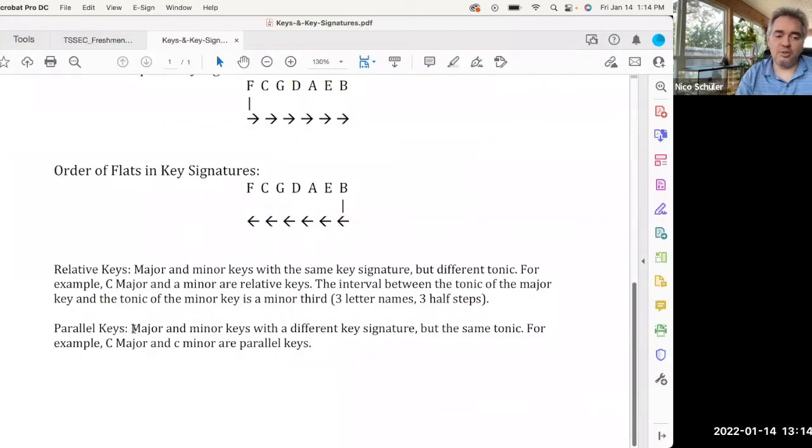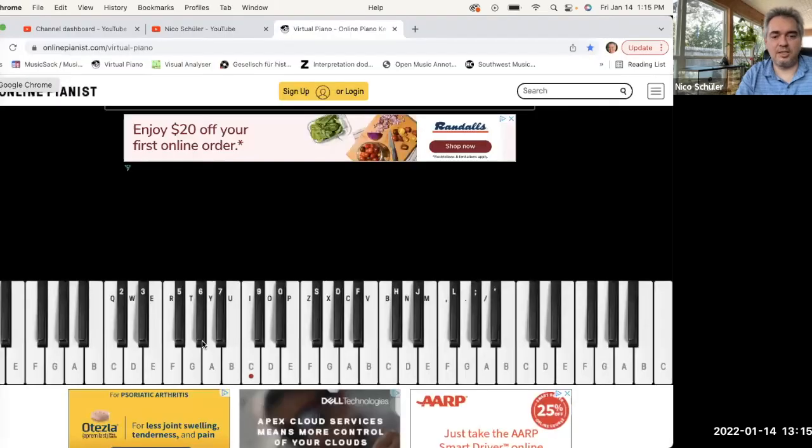There's also a relationship called parallel keys. Parallel keys have the same tonic, but a different key signature. For example, C major and C minor, they have the same tonic, C, but a different key signature. C major has no sharps, no flats. C minor has 3 flats.